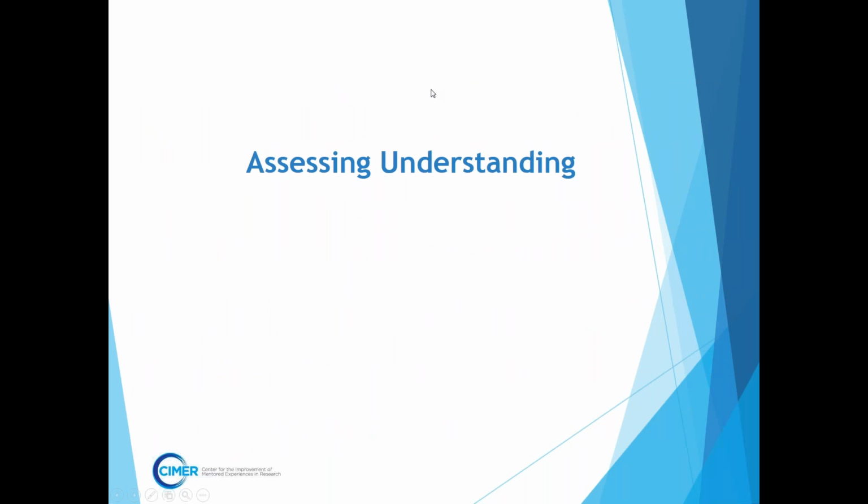So today we're going to focus on three competencies. The first is assessing understanding. So in assessing understanding, what I mean by that is how do you really figure out when your mentee, and in particular in this case, when your undergraduate mentees really understand something.